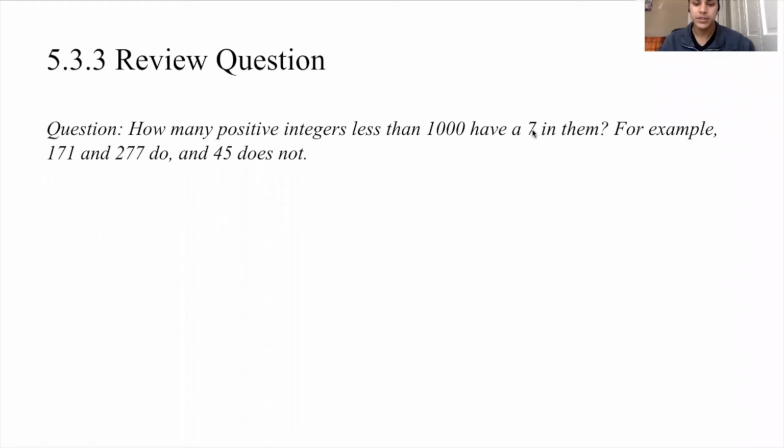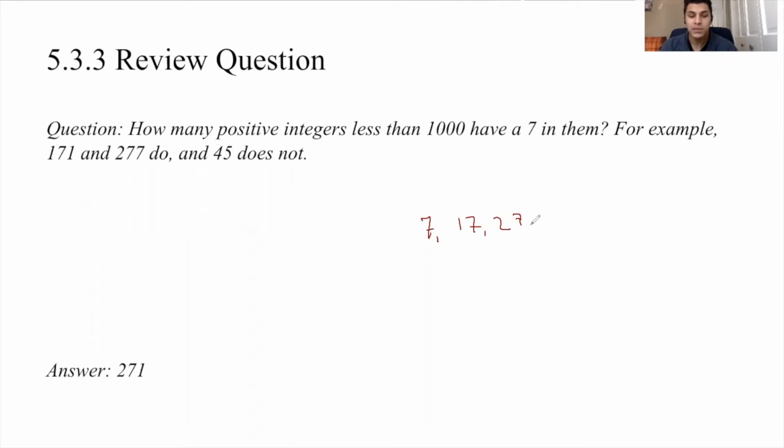All right, so the correct answer to this question was 271. So the question says, how many positive integers less than 1,000 have a 7 in them? For example, 171 and 277 do, and 45 does not. Okay, so how can we use sets to solve this question? Because it's asking how many numbers have a 7 in them that are less than 1,000. And just counting this out, like counting the number 7 and then 17 and then 27, that's going to take forever. I guess you could do it that way, but there's a much simpler way to do it, and that's using the inclusion-exclusion principle.